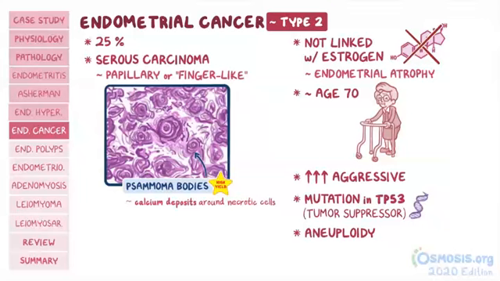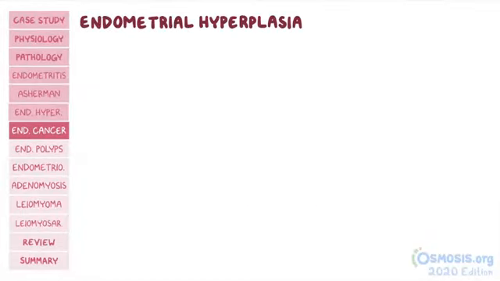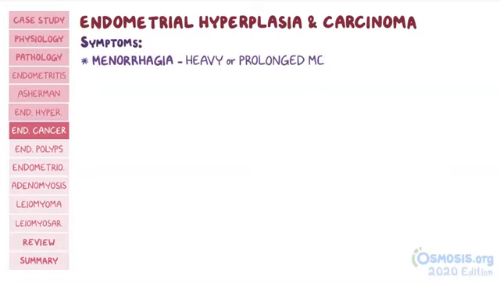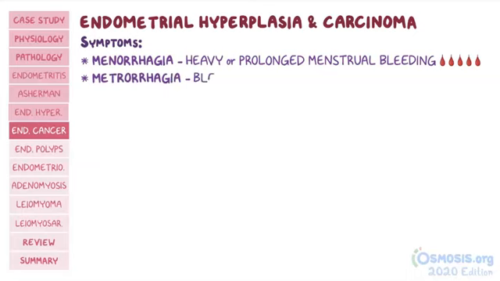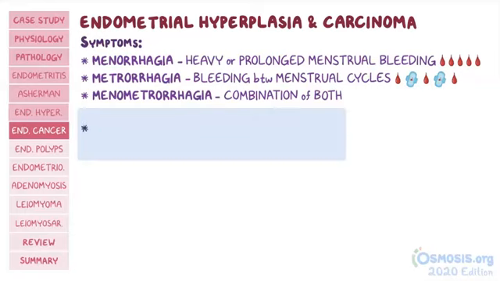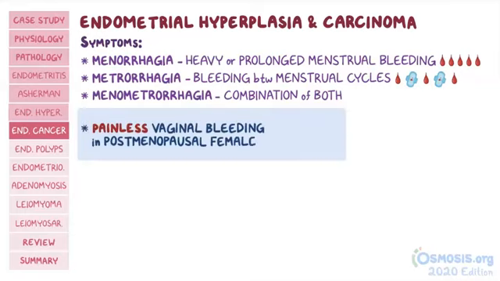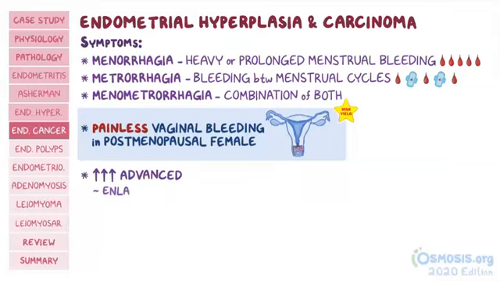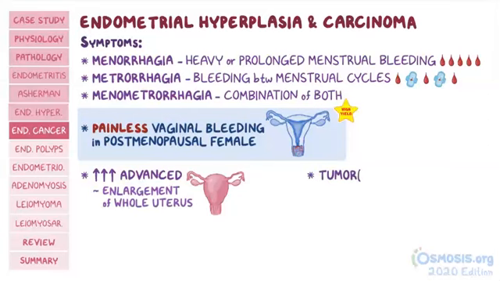Alright, let's talk about symptoms. Both endometrial hyperplasia and endometrial carcinoma typically present with menorrhagia, which means heavy or prolonged menstrual bleeding, metrorrhagia, bleeding between menstrual cycles, or a combination of both, known as menometrorrhagia. Both of these are usually painless. So a high-yield concept is that any painless vaginal bleeding in a postmenopausal female could be a sign of endometrial hyperplasia or cancer. If we're dealing with a more advanced endometrial cancer, there might be enlargement of the whole uterus, and if the tumor or tumors are large enough, this can cause abdominal pain and cramping.